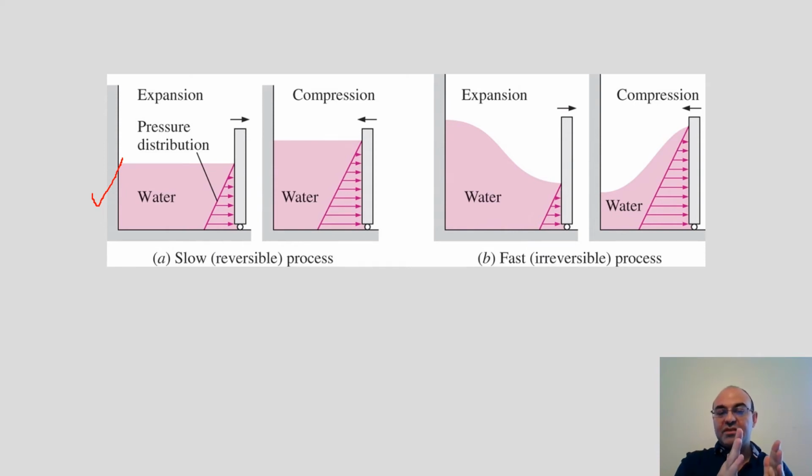Now if you let it expand rapidly and then you want to use the same amount of work which has been performed by the system on the surroundings, and you try to go back, it will stop probably halfway. It doesn't come to the original state because some of the original potential energy of water has been lost during this process. So B is a fast and therefore irreversible process.